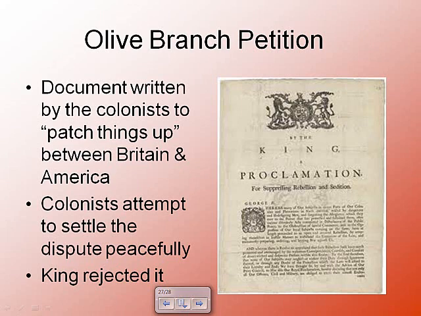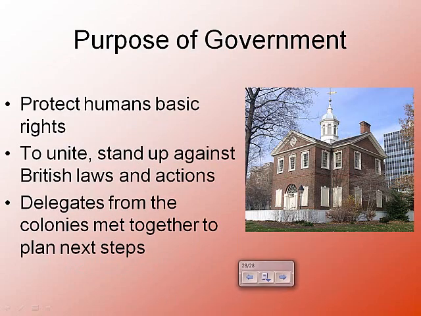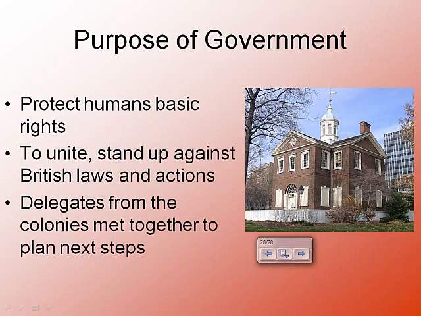And then lastly, the purpose of government at this point, which the colonists are trying to search for, is first to protect humans' basic rights, to unite and stand up against the British laws and actions, and for delegates from the colonies to meet together to plan the next steps. So those three things: they want to protect the human rights of the colonists, they want the colonies to unite and stand up against British law and actions, and then they need delegates from all the colonies to meet to plan the next steps. And really, for this chapter, it ends there. The next point that will take place is going to be the first major battles of the American Revolution.